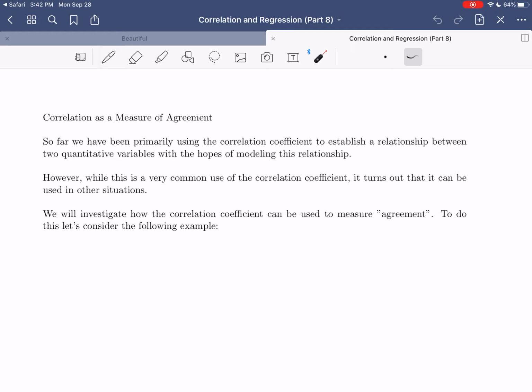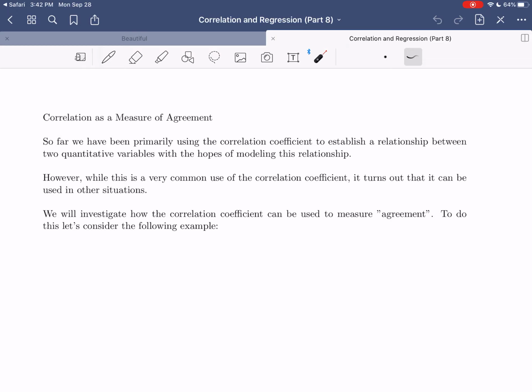So we're going to see a way of using the correlation coefficient, not in terms of trying to build a model, but just in terms of trying to measure agreement. In other words, we're going to investigate how the correlation coefficient can be used to measure agreement. And what we mean by agreement is generally, for people rating or reviewing things, do they really show agreement in how they view the different things that they're reviewing or rating?